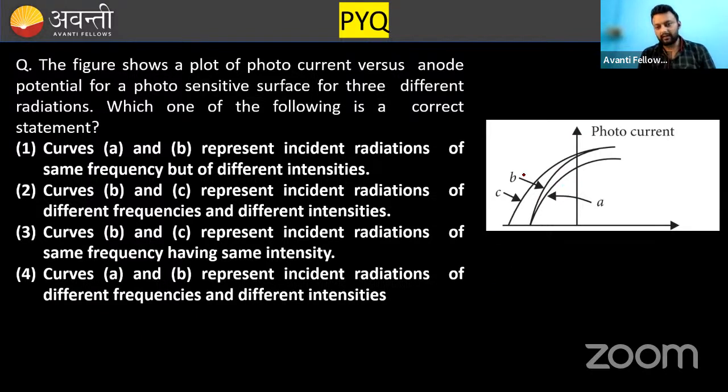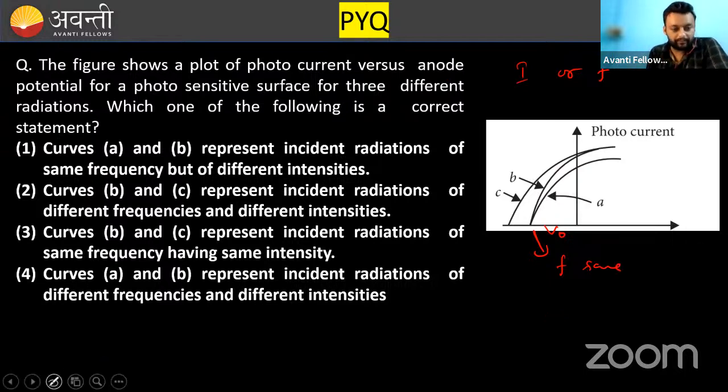There are three curves A, B, and C. Before reading the options, what does your mind say about A and B? Which quantity is changing in A and B? Whether it's intensity or frequency? Very good, Gauri. Intensity is changing in A and B. And which quantity is constant in A and B? Because you can see that the stopping potential is the same. If the stopping potential is the same, that means the frequency is the same for A and B. Very good, Gauri.